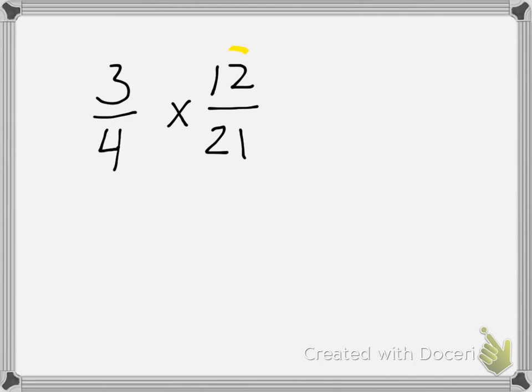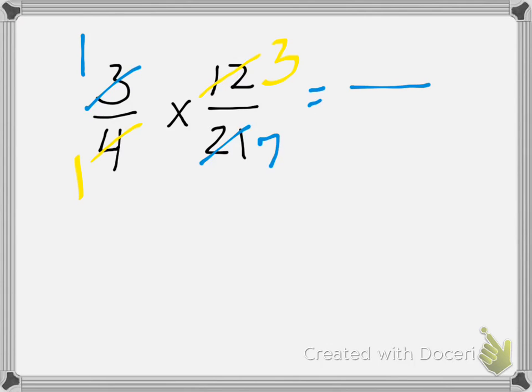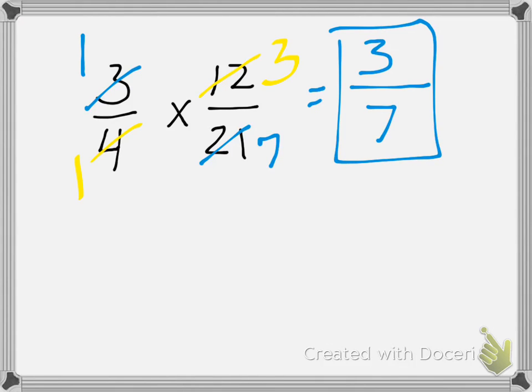Here we can cancel the 12 and the 4. They both are divisible by 4. 4 divided by 4, 12 divided by 4. Then we can do 3 and 21. They're both divisible by 3. 3 divided by 3 is 1. 21 divided by 3 is 7. Multiply numerator times numerator, and we get 3. Denominator times denominator, and we get 7. 3/7.